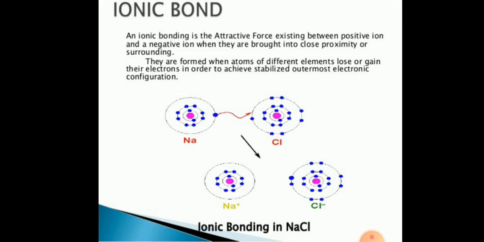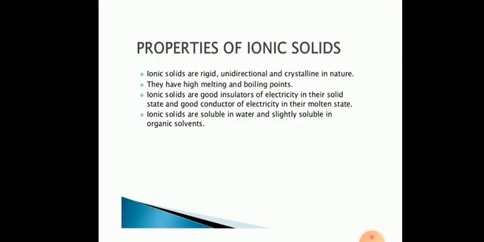They are formed when the atoms of different elements lose or gain electrons in order to achieve stabilized outermost electronic configurations. See this Na plus and Cl minus. Then another one is properties of ionic solids. The ionic solids are rigid, unidirectional, and crystalline in nature. They have high melting and boiling points.